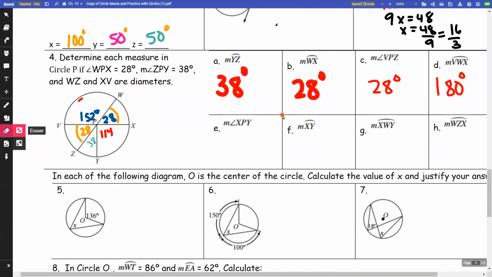They want us to find XPY. So XPY, that's going to be 114 degrees. They want us to find XY. So the arc XY, that's going to be 114 degrees.